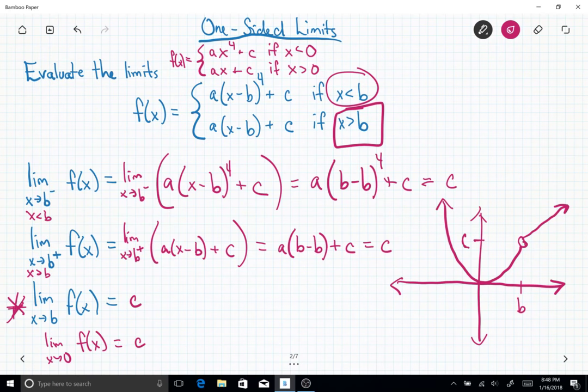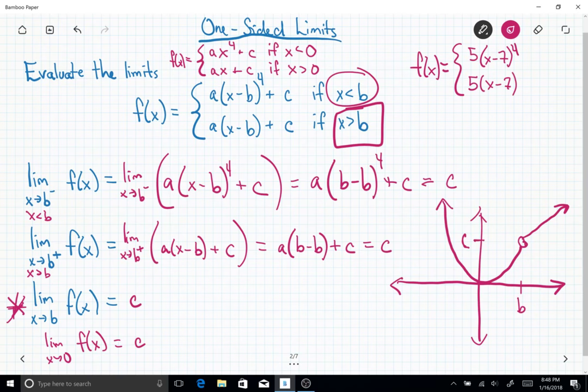So if I wanted to do, say, f of x equals, pick your favorite a value, so let's say 5, and so I'll put a 5 down here. And then I could do x minus 7 to the 4th, and I'll do an x minus 7 here, and then plus, pick your favorite c value. So let's say 792. And here's another plus 792. And in this one, if x is less than 7, and this one's if x is greater than 7.